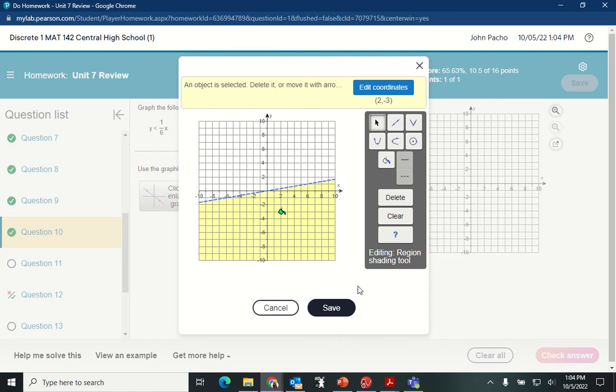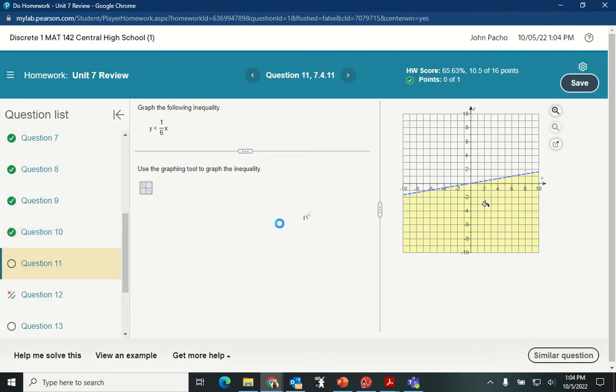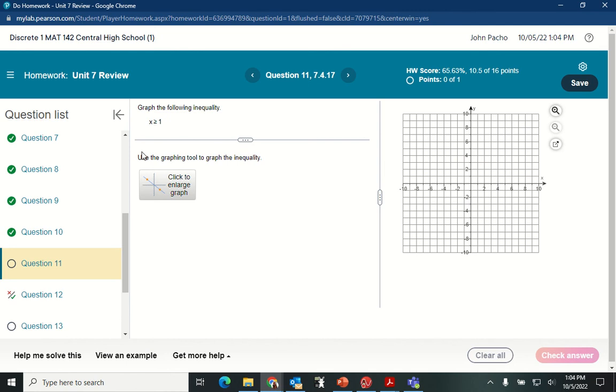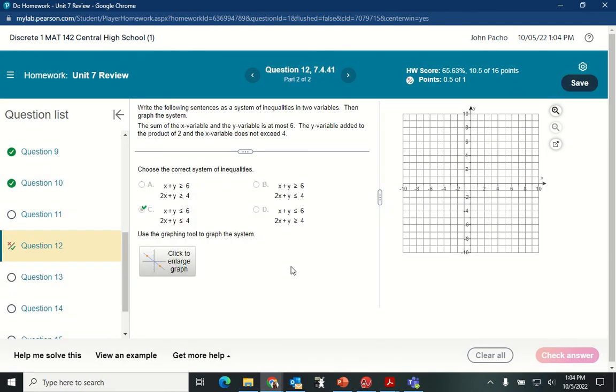Hopefully, again, I'm not going too fast. Save it. Check my answer. Bam! Fantastico. Similar question for 11. Number 12.